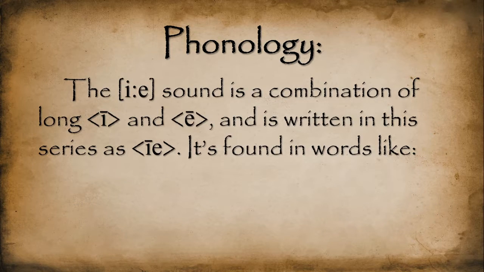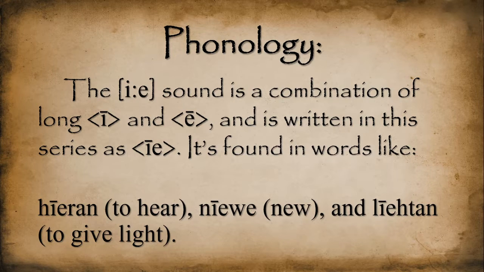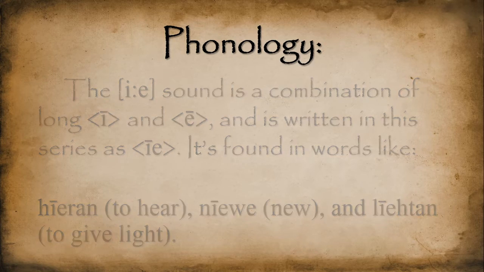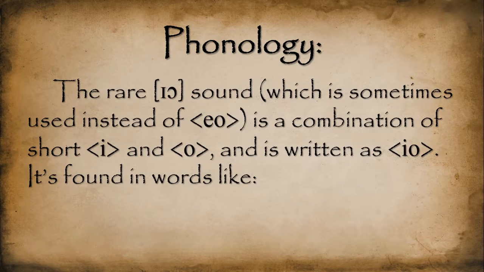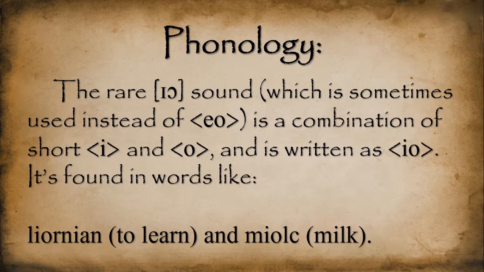The long IE sound is a combination of long I and E and is written in this series as IE with a macron on the I. It's found in words like hieron, to hear, niewe, new, and lichton, to give light. The rare IO sound, which is sometimes used instead of EO, is a combination of short I and O and is written as IO. It's found in words like leornion, to learn, and milk, milk.